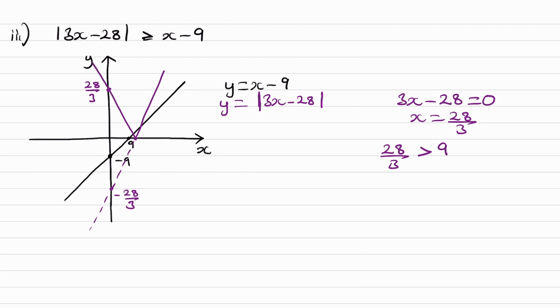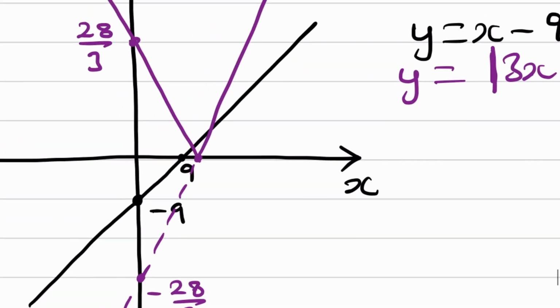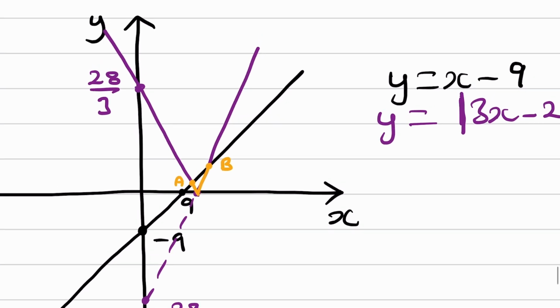Okay, so what we see from these two graphs, if I zoom in, this bit here, where let's say this point on the left is A, this point on the right. So just to clarify that, this point here is A, this point here I'm going to call B. What we see is that the modulus function is above the line to the left of A and to the right of B. But in between A and B, the modulus function is beneath the line.